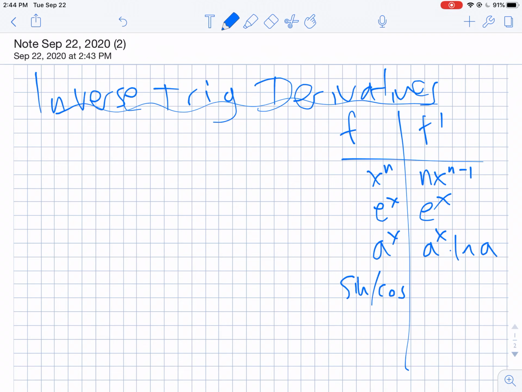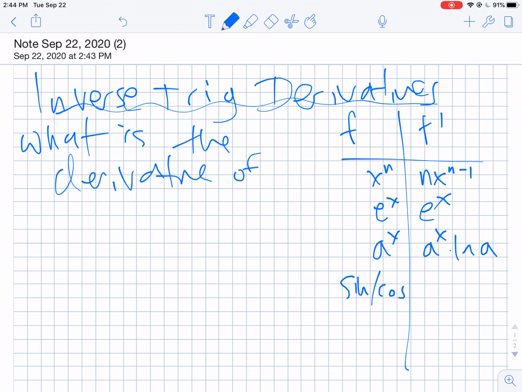We're going to learn today about the inverse trig derivatives. I've had a lot of people asking us this question. What is the derivative of those inverse trig functions you guys learned about? So what is the derivative of inverse sine of x, or inverse cosine, or inverse tangent?